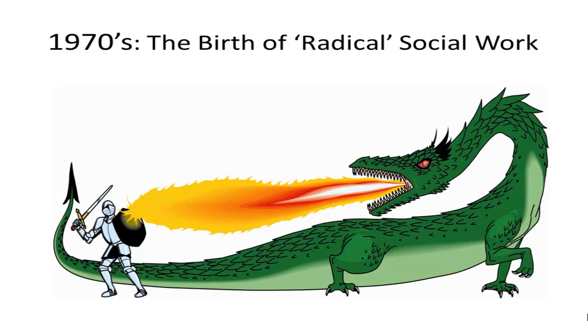And here we have the concept, if you like, of radical social work being born. We can see these unfair inequalities and structural inequalities represented by the dragon here, and social workers like to compare themselves to the knight in shining armour, individually doing battle on a daily basis with these structural inequalities, a radical conception of social work.